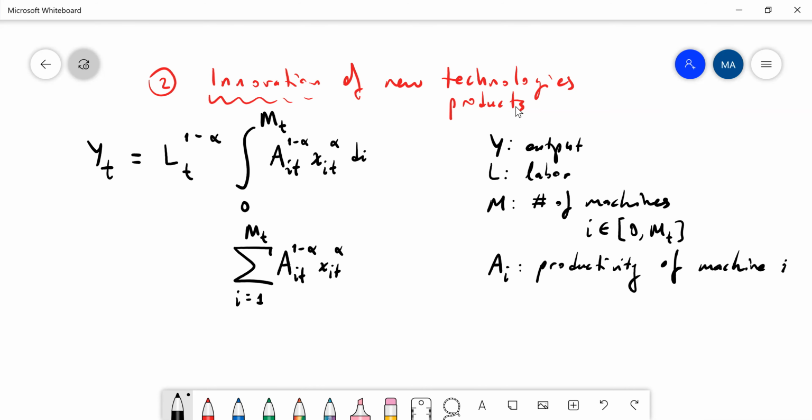So what does this mean? Well, each machine i comes with a productivity, and productivity can change in time. I will explain how the productivity of such intermediate inputs or machines can change through innovation. And finally, X_i is the total units of machine i employed in production.